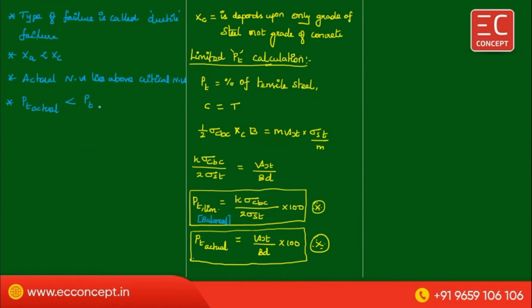So PT is less than PT limited. So what is the meaning? AST divided by B into D into 100, this is the actual, less than the critical or balanced, K sigma CBC divided by 2 times the sigma ST into 100. So this is the value.